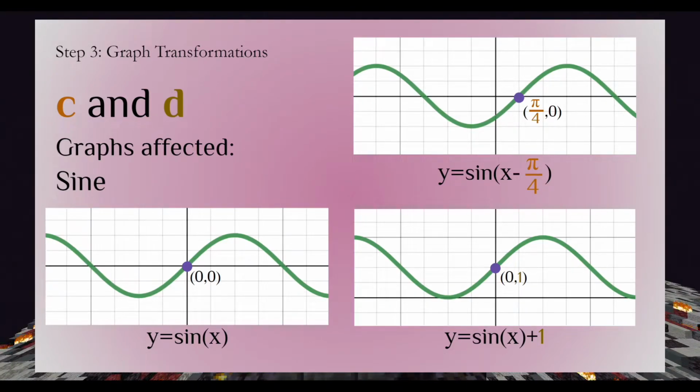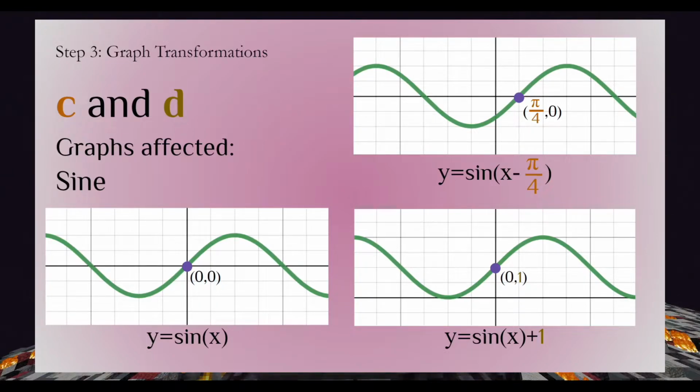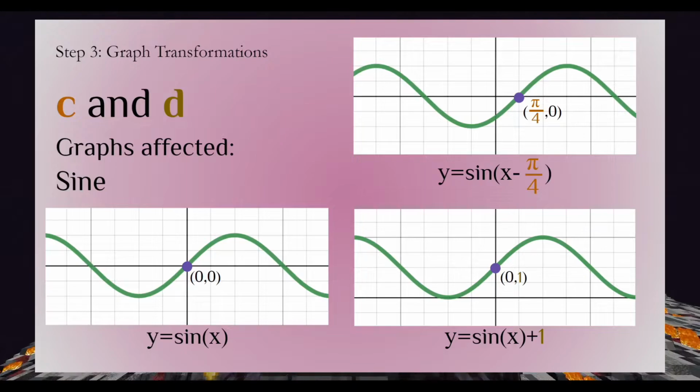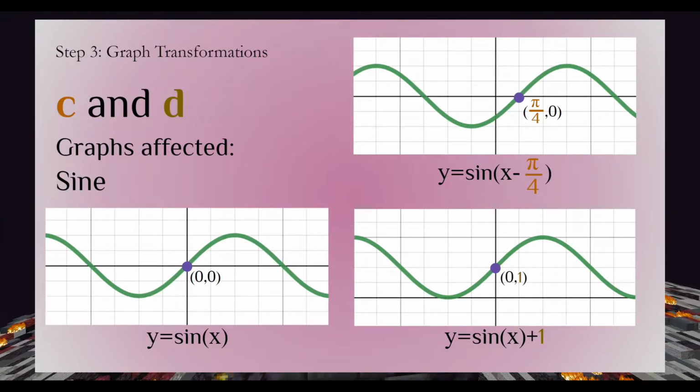Basically, if you want the graph to go right, then increase C from 0, and to shift to the left, decrease C from 0. However, keep in mind that the graph infinitely repeats the same pattern every 2 pi. D works the same as C, except it shifts the graph up and down.